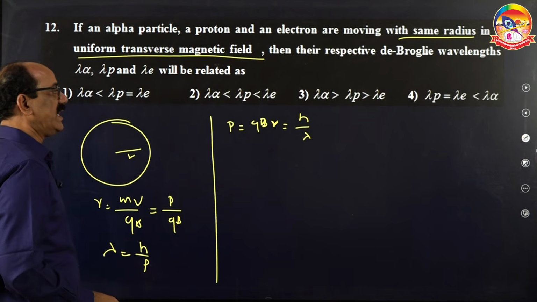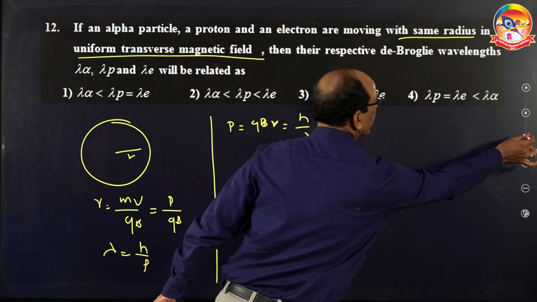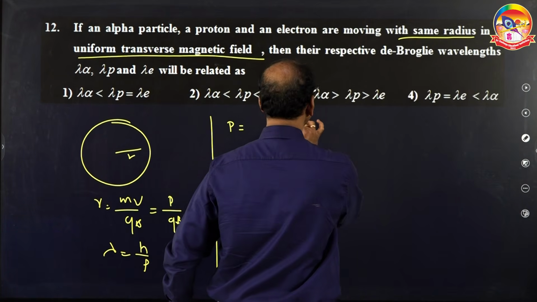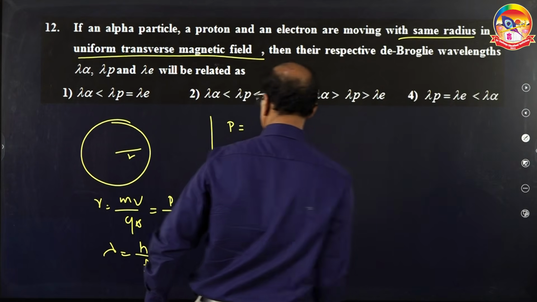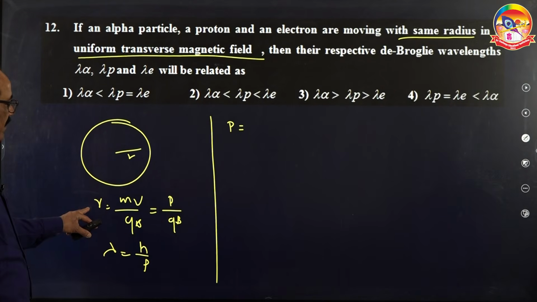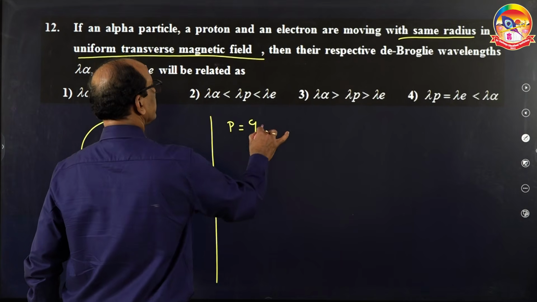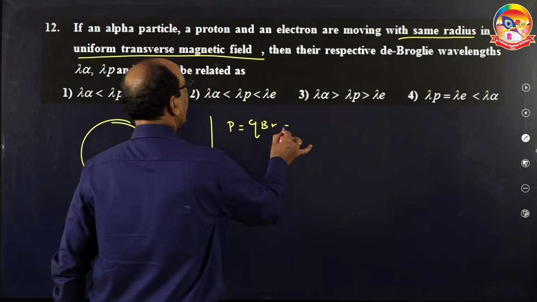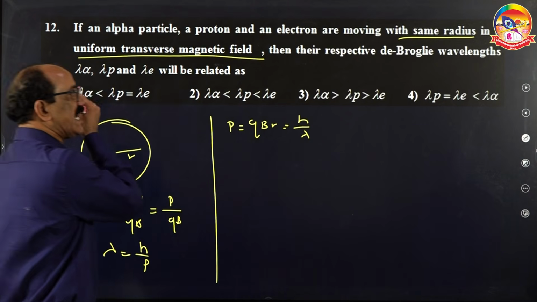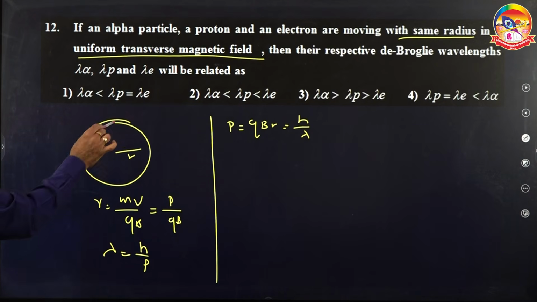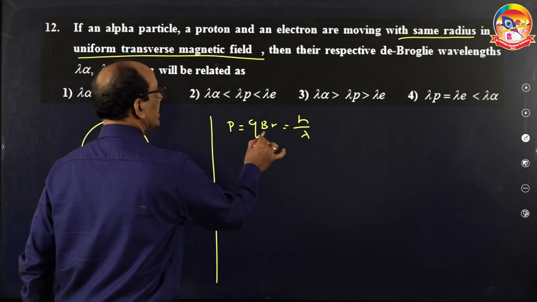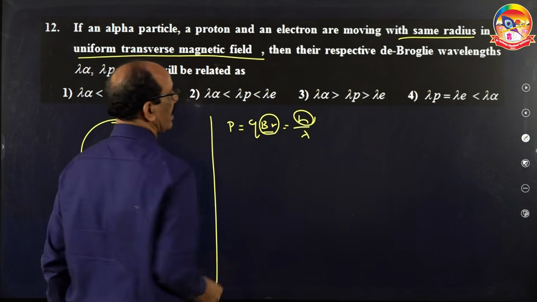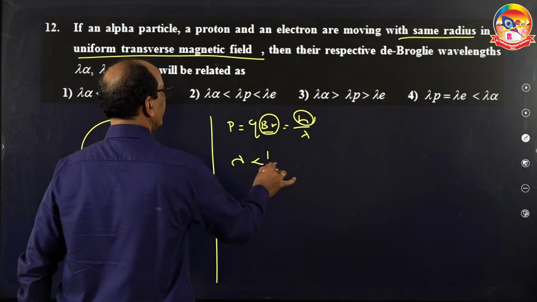Qb r is h by lambda. Our task is to compare the wavelengths. I write again: from this, the momentum of the charged particle is qBr, and from this we can write momentum to be equal to h by lambda. Our task is to compare the wavelength with charge, because they are moving in the same transverse magnetic field with the same radius. So these two are the same, and h is anyway constant. Therefore, lambda is inversely proportional to q.